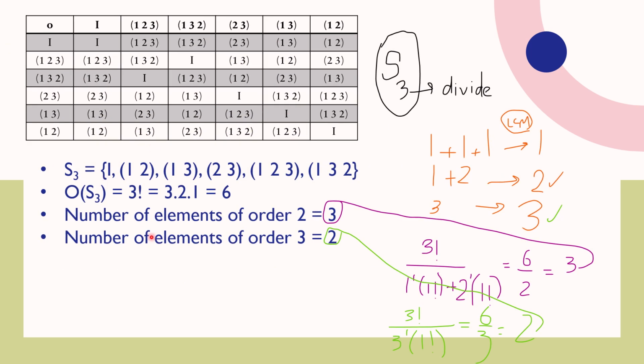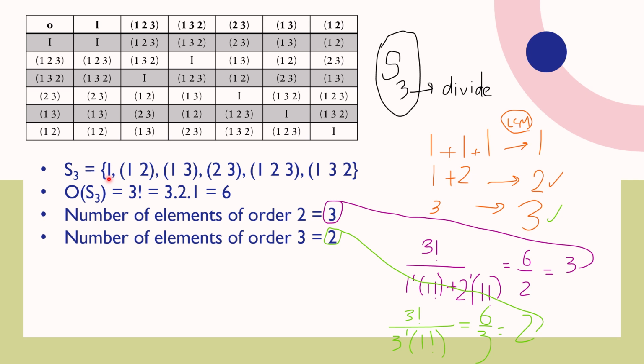Alright, now in this slide we are trying to find the number of elements of order 2. Like you have a symmetric group. Now you want to see how many elements have order 2 and how many elements have order 3. Order 1 is just the identity, right? Identity is the only element which will have order 1. The rest will be 2, 3, 4 and so on.